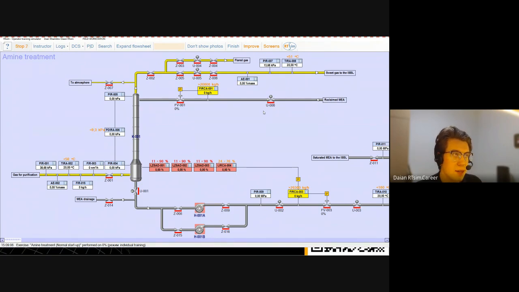These amine treatment units are present on different types of plants, including oil refining, primary refining, polymer production, and maybe ethylene production.